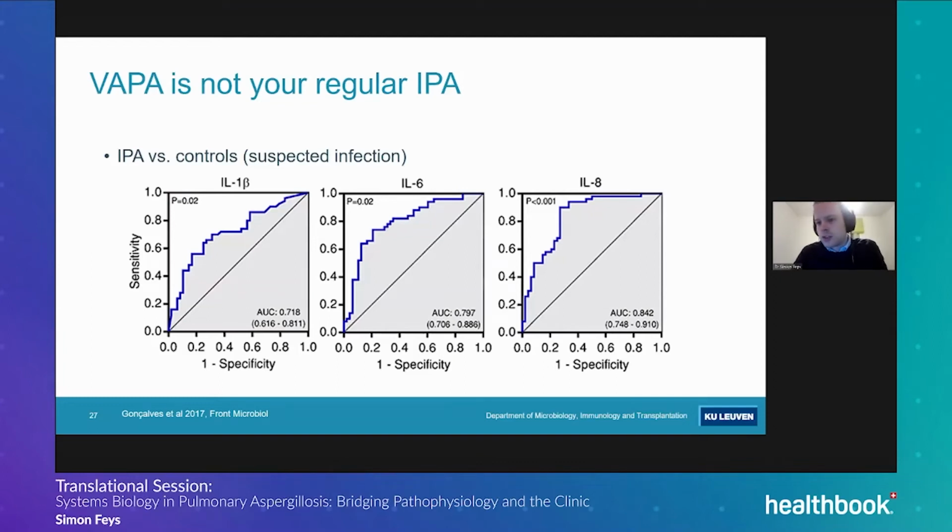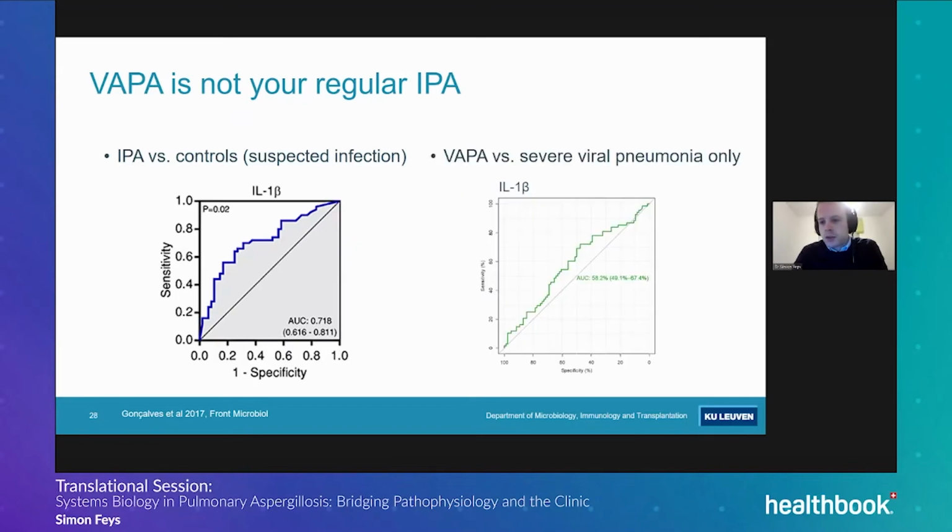There have been some studies looking for host biomarkers already in IPA, and I think this was one of the first, from Samuel Gonçalves from the group of Agostinho Carvalho in 2017. They looked at IPA versus control patients, so patients who were suspected of IPA but who did not have aspergillosis, and they found that a lot of pro-inflammatory cytokines could actually serve as biomarkers for invasive aspergillosis, for example IL-1 beta, IL-6, or IL-8. You see the areas under the ROC curves here, which are quite nice.